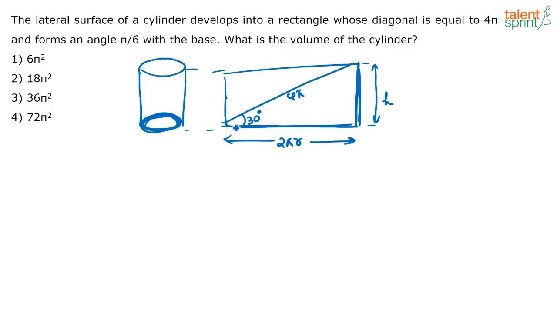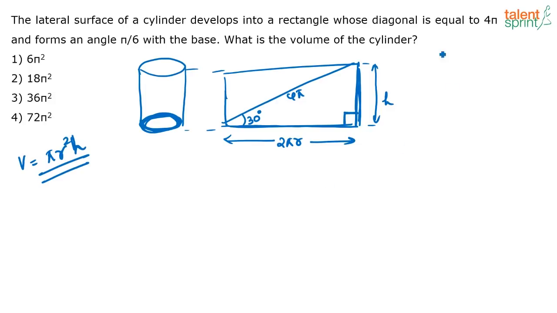Now what do I know? I have to find out the volume of the cylinder. What is the volume of the cylinder? Volume of a cylinder is given by pi r squared h. So first I have to find the height of the cylinder and the radius of the cylinder. Now I know this angle is 30 degree, this length is 4 pi, and this angle definitely is 90 degree because it's a rectangle.